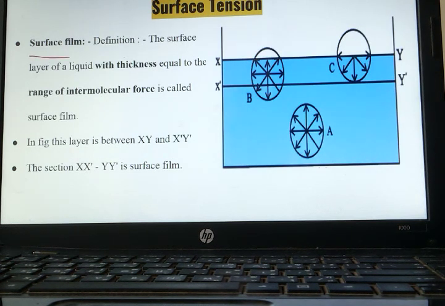Surface film. The surface layer of a liquid with thickness. You can see this thickness. X dash, Y dash is a surface film. What is this whole thing? It is a surface film, and the thickness of this surface layer is equal to the molecular range. You can see this molecule over here, and its molecular range is up till this point. So the surface layer of the liquid with thickness equal to the range of intermolecular forces is called a surface film. You can see this is a surface film.